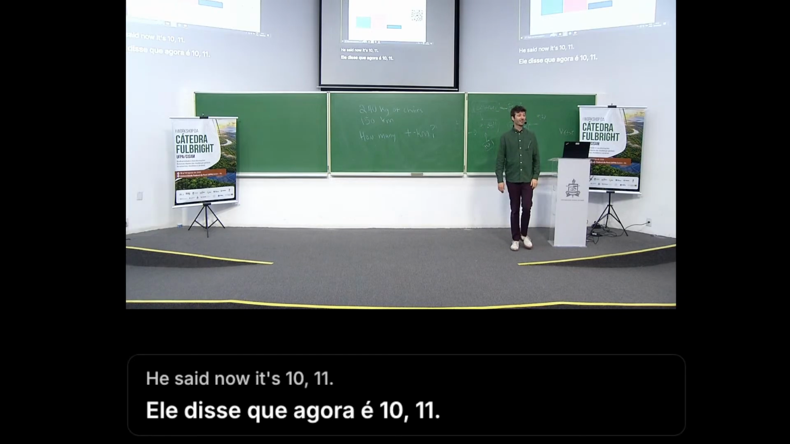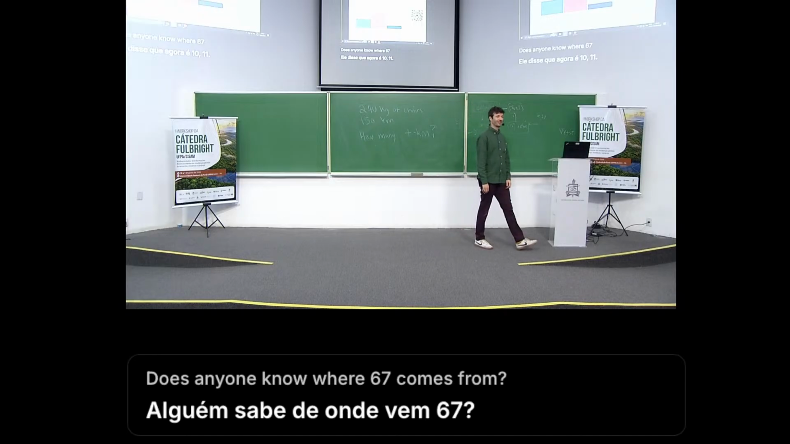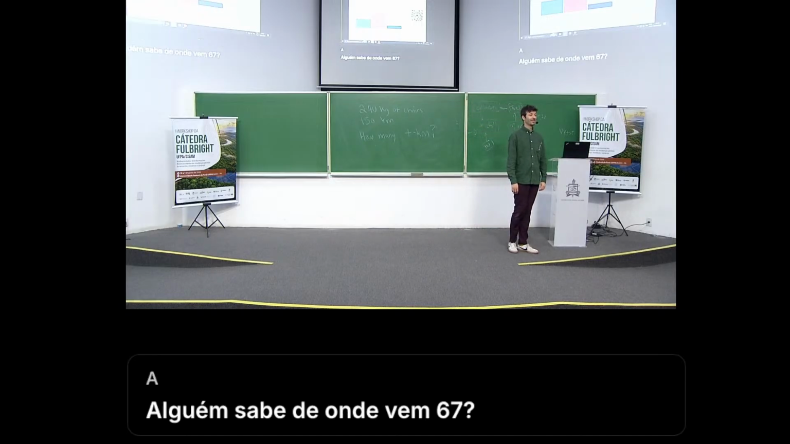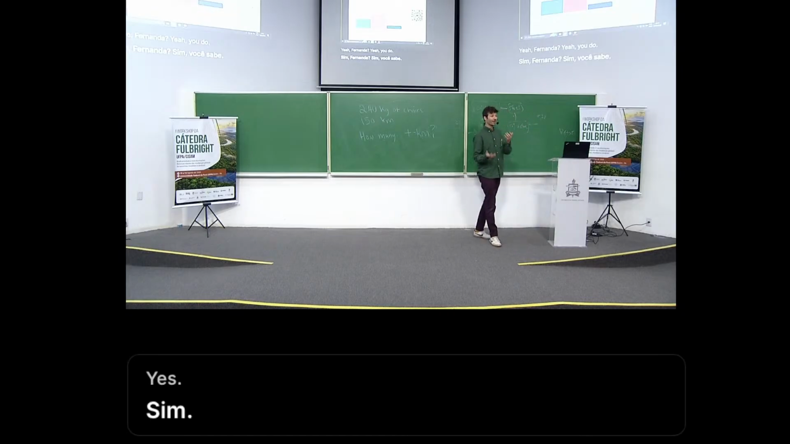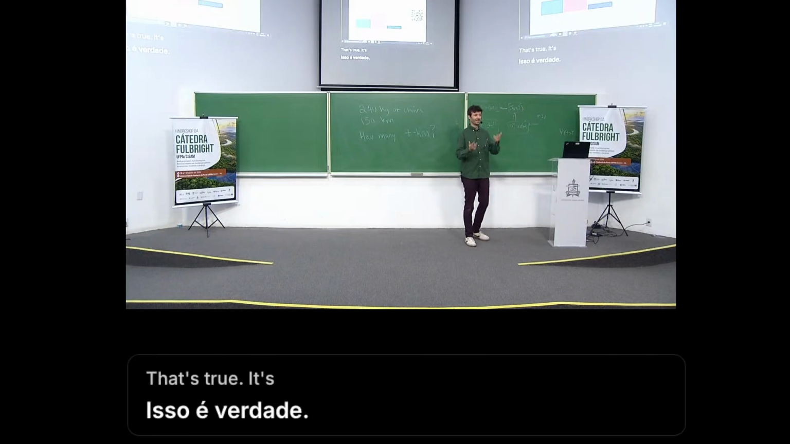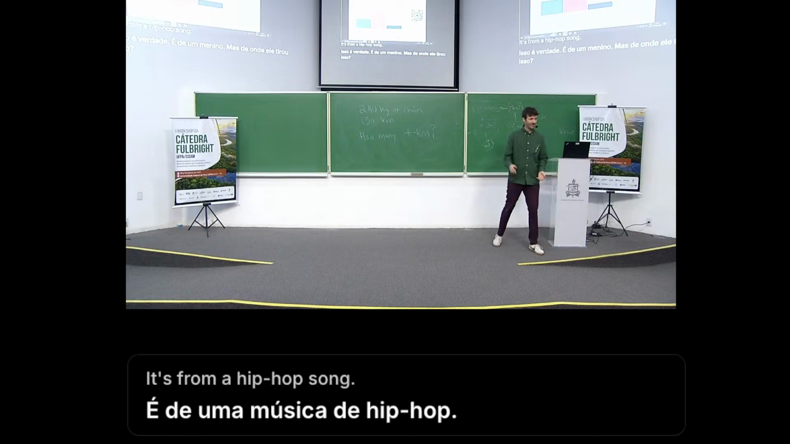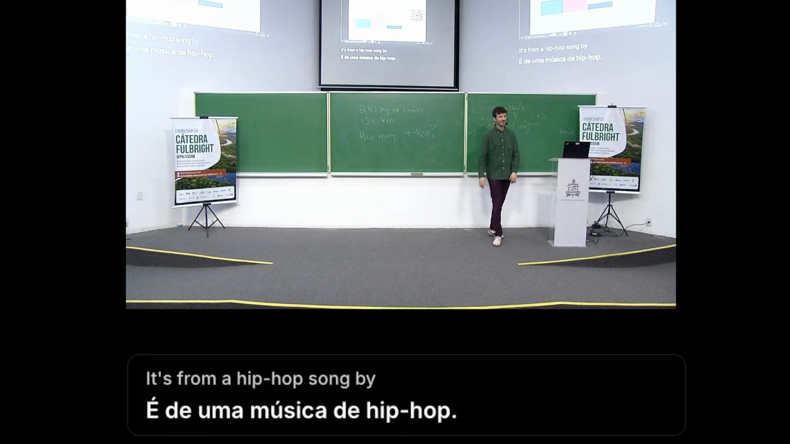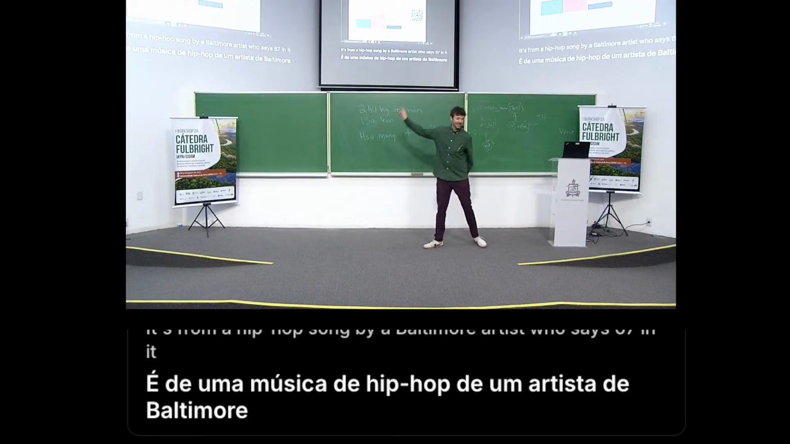Does anyone know where 6, 7 comes from? Anyone? Yeah, Fernanda? Yeah, you do? Yes. That's true. It's from a boy, but where did he get it from? It's from a hip-hop song. It's from a hip-hop song by a Baltimore artist who says 6, 7 in it. No one knows what he meant, though. So there, we got 67.